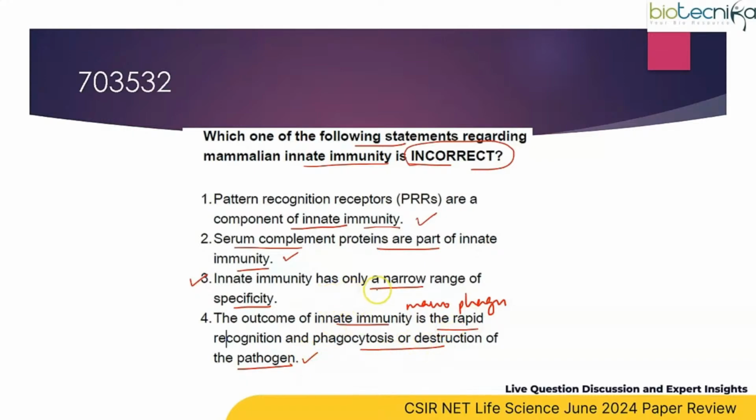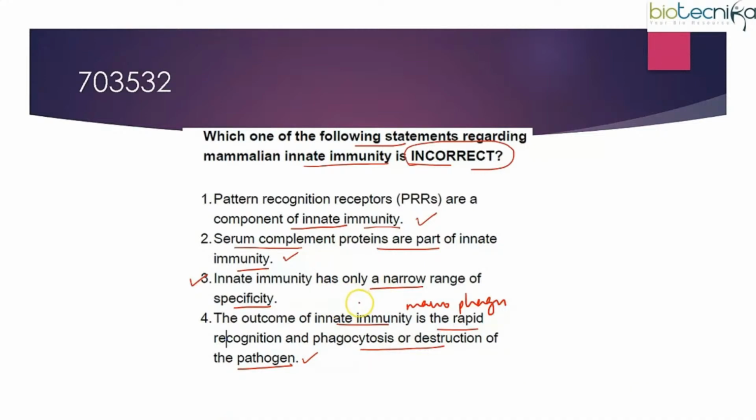Now the 3rd, innate immunity has only a narrow range of specificity. This is not correct. Why? It has limited diversity, we can say, but it does not have a narrow range of specificity. It identifies some motifs. For example, it can identify LPS, and LPS is present in a wide range of bacteria of different strains. So it is not identifying a narrow range. That is why option 3 is an incorrect statement.